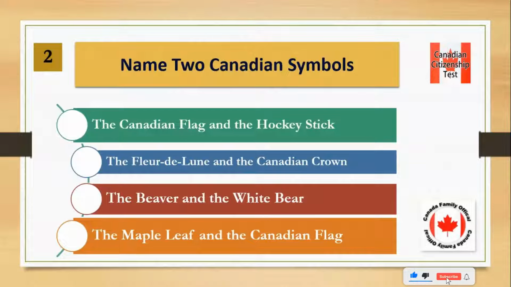Name 2 Canadian symbols. Number 1. The Canadian flag and the hockey stick. Number 2. The fleur-de-lis and the Canadian crown. Number 3. The beaver and the white bear. Number 4. The maple leaf and the Canadian flag. And the answer is the maple leaf and the Canadian flag.